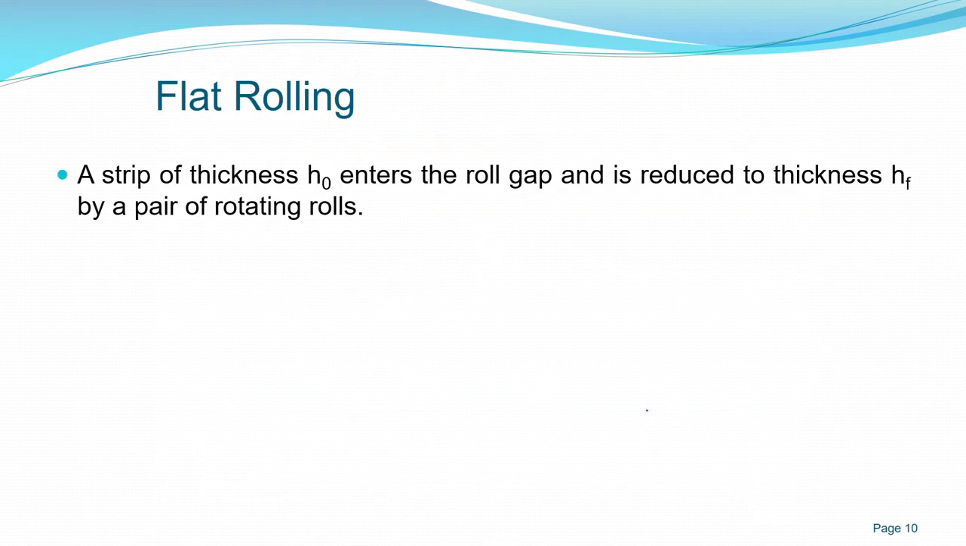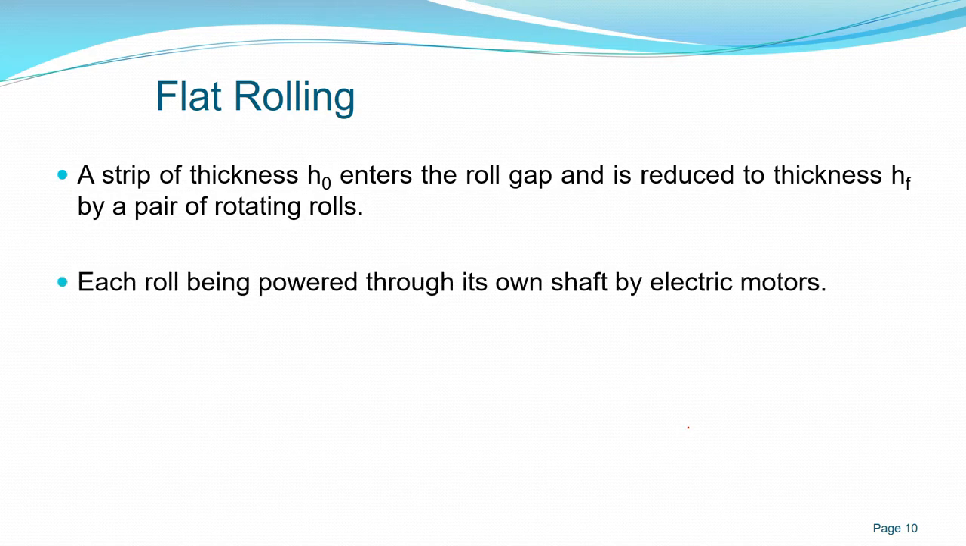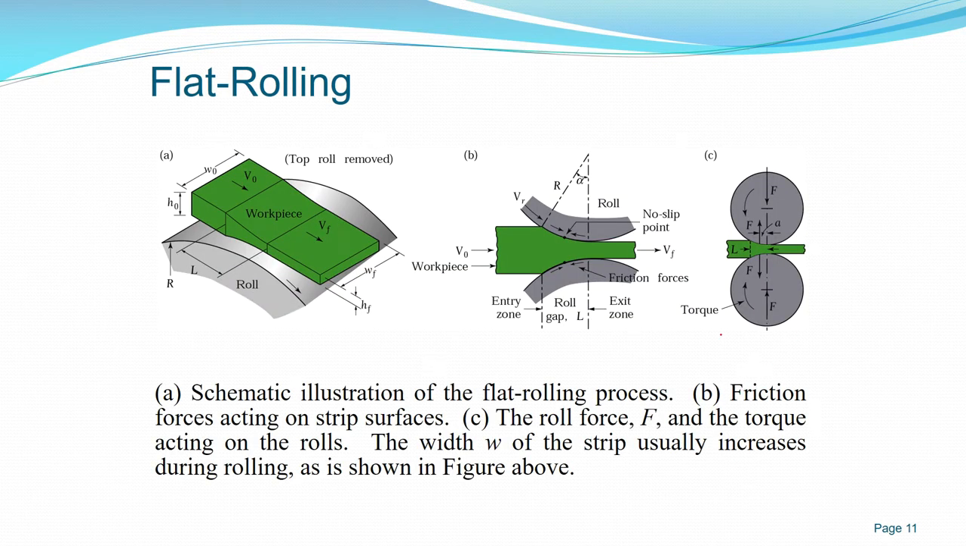Flat rolling is a process where a strip of thickness H naught enters the roll gap and is reduced to a thickness of HF, which is the final thickness, by a pair of rotating rolls. Each roll is powered through its own shaft by electric motors, both the upper roll and the bottom roll. This is a schematic illustration of the flat rolling process.